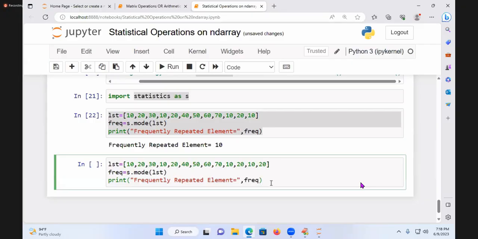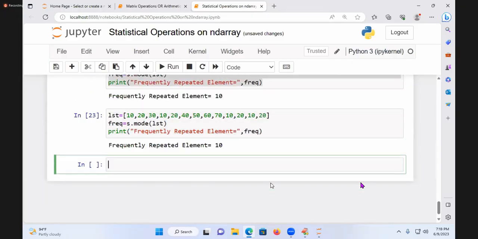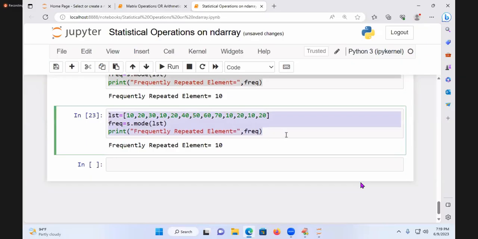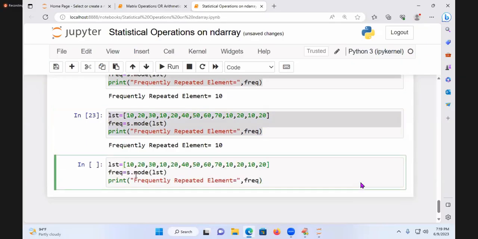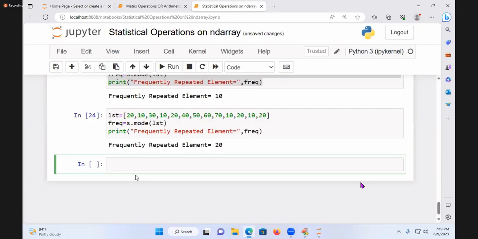But which one is coming now, you see? 10 only is coming, because first, what is the order there? 10. Observe now, careful students. Here I am writing 20, here I am writing 10. What answer is coming? 20. But both of them are repeated equally. How to get both of them?